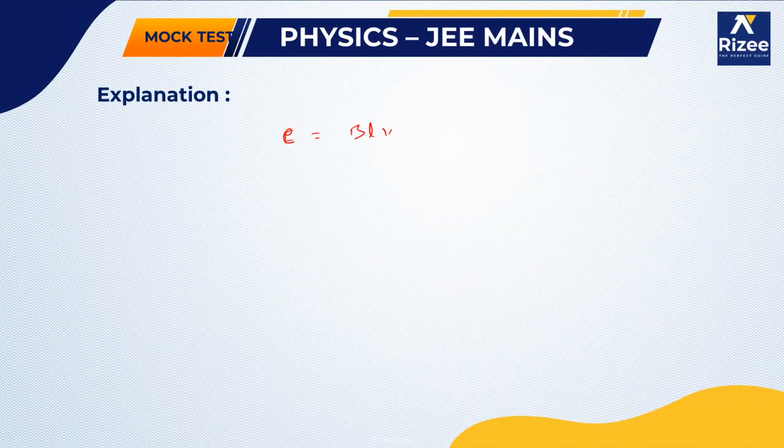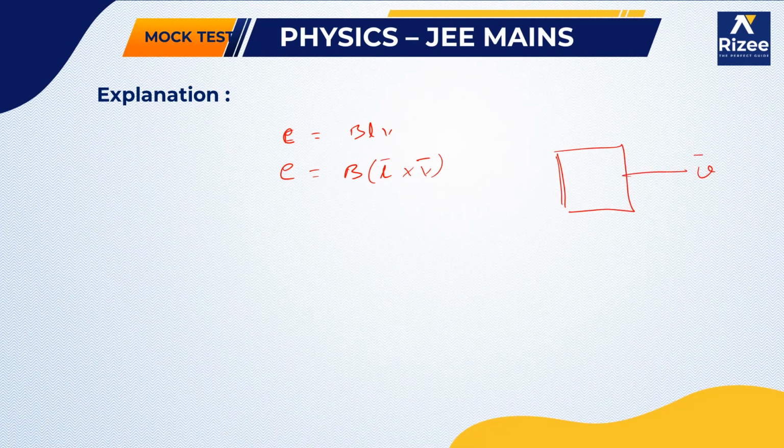The induced EMF formula will be E = BLV. Since E = BLV, can we write it in vector form? E = B into L bar cross V bar. So if length and velocity are parallel to each other, then in the diagram, this is the velocity direction V bar.